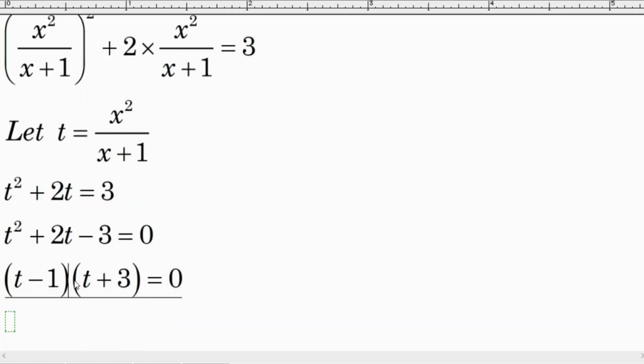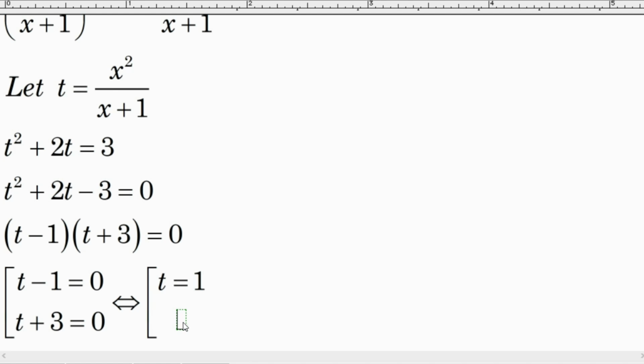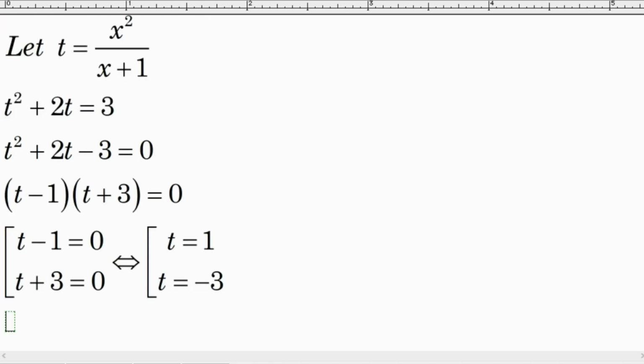So when we have two factors multiplied together and it is equal to 0, we can set each factor equal to 0. We got t minus 1 equal to 0 and t plus 3 equal to 0. Okay, so then that is equivalent to t equal to 1 and t equal to minus 3. Okay, so then we have t equal to 1.